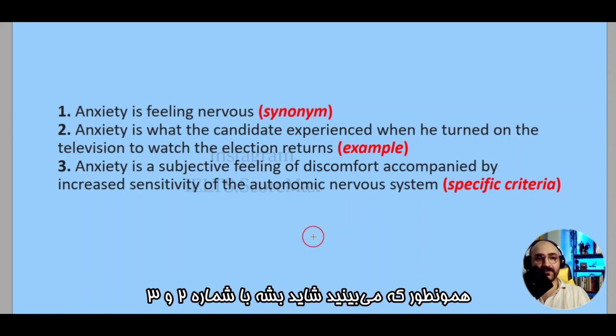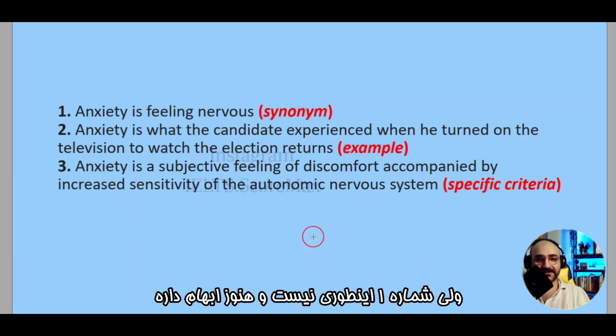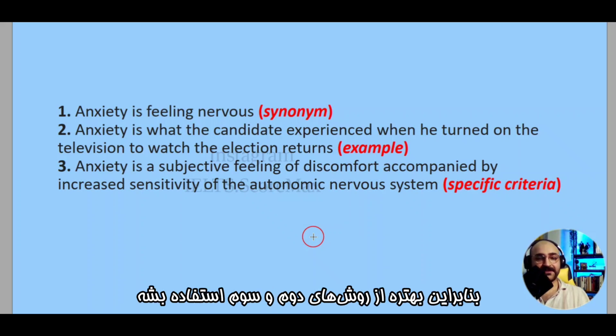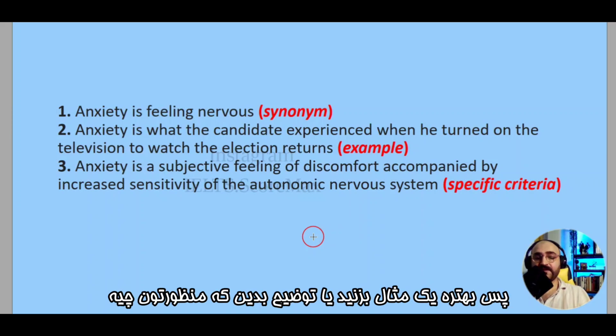So, as you know, with number two and three, you can create a mental picture. It means that they are obvious, but number one is not that obvious. So it's better to use the second and the third way when you want to refer to a word. It would be better to give an example or explain what you mean.